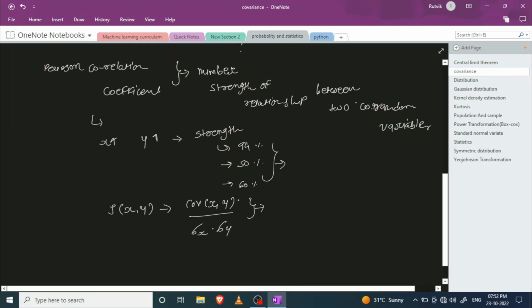So in this video we have learned how we can identify the direction of the relationship with the help of covariance, whereas in the second topic we covered how we can identify the strength of the relationship with the help of the Pearson correlation coefficient. So this is all for today.